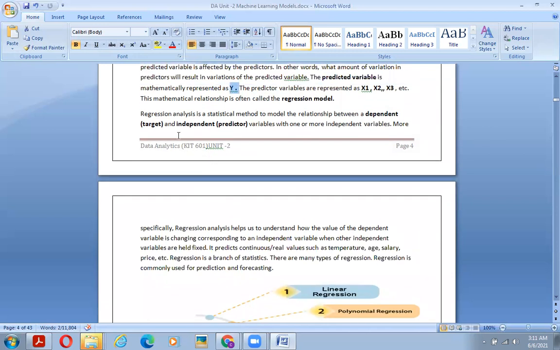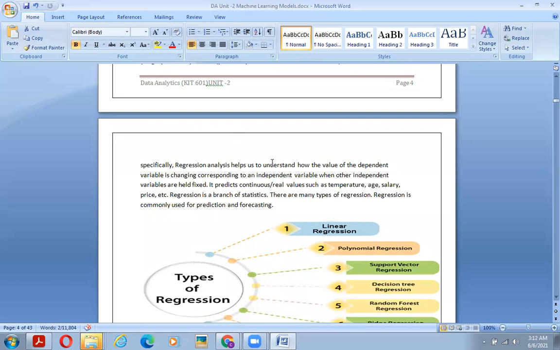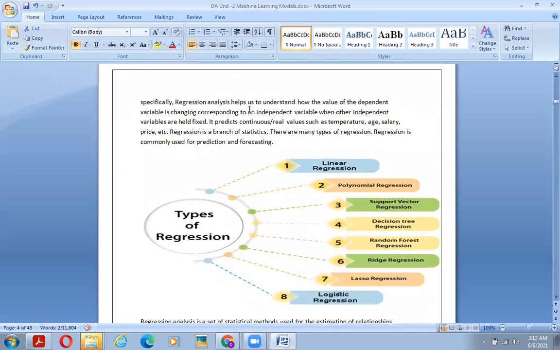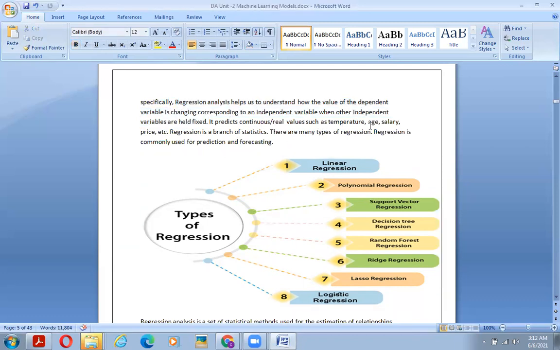Regression analysis is a statistical method to model the relationship between a dependent variable, that is the target, and one or more independent variables. More specifically, regression analysis helps us understand how the value of the dependent variable changes corresponding to an independent variable when other independent variables are held fixed. It predicts continuous, real values such as temperature, age, salary, price, etc.